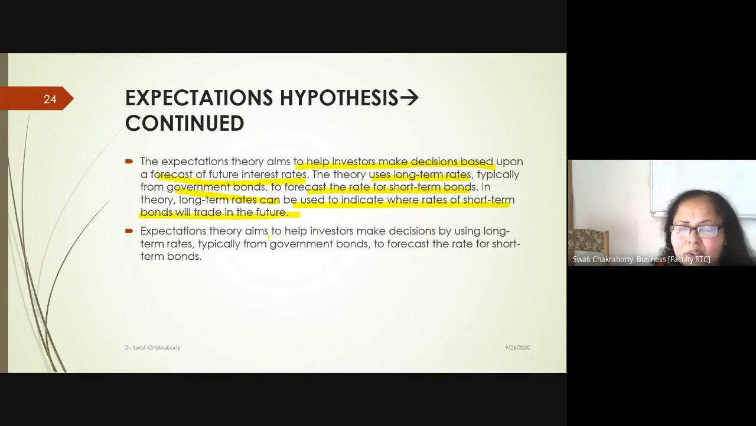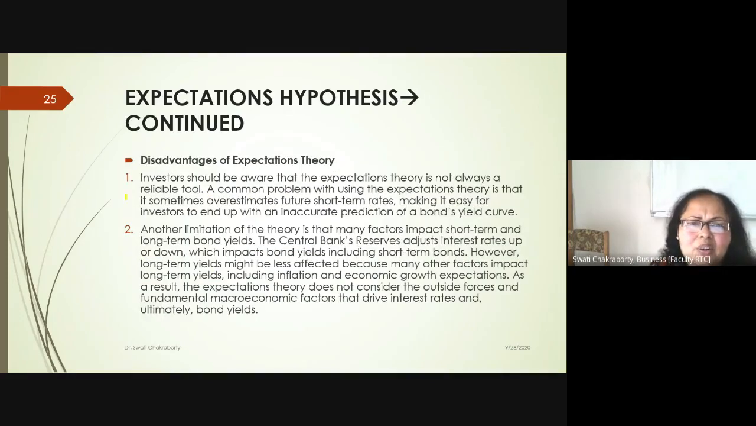This theory aims to help investors make decisions based on the forecast of future interest rates, about where they should invest. How do you do that? By using long-term rates. Long-term rates, as I said a while ago, usually come from government bonds, to predict or forecast the rate of short-term bonds. So what are the disadvantages of this theory, right?